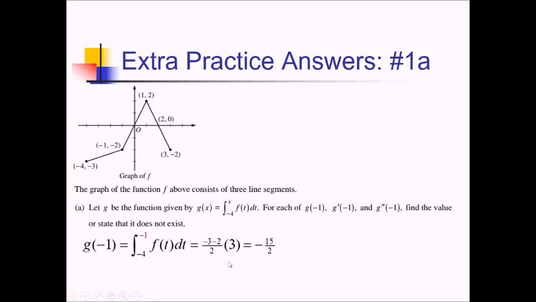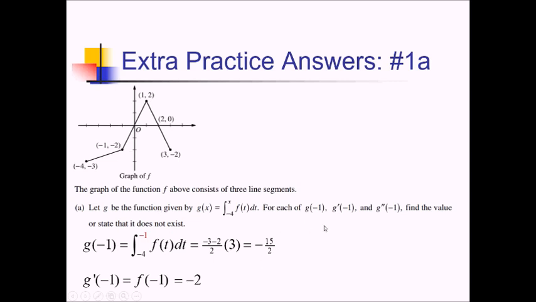Next, let's talk about g prime of -1. So for this one, if you take g prime of x in general, using our fundamental theorem, that's just going to be f of x. You're just putting this upper limit in for the dummy variable. So g prime of -1 is really just f of -1, which if we actually look on the graph here of f of -1, we have a point right there, that's going to be -2.